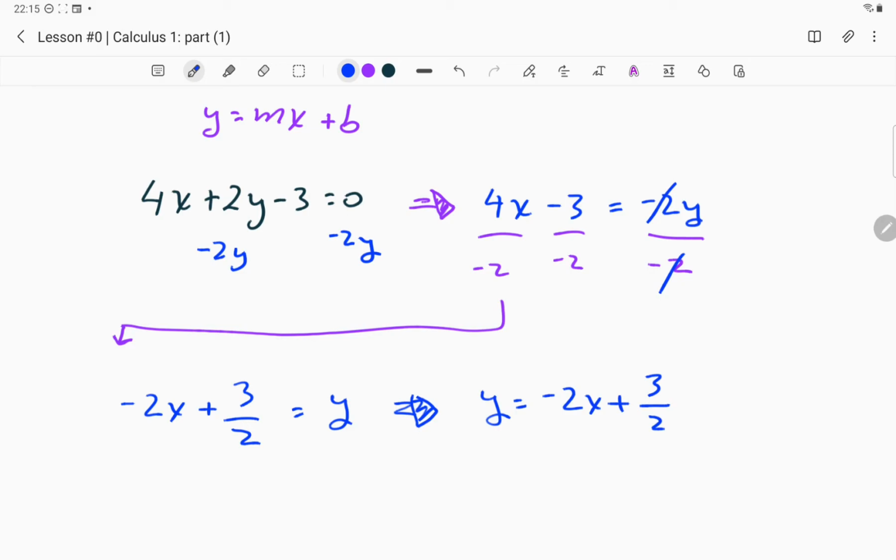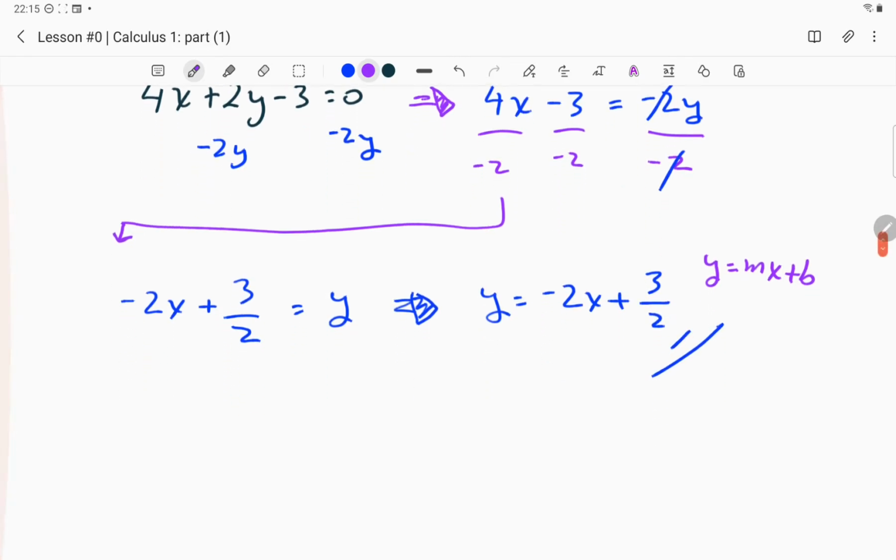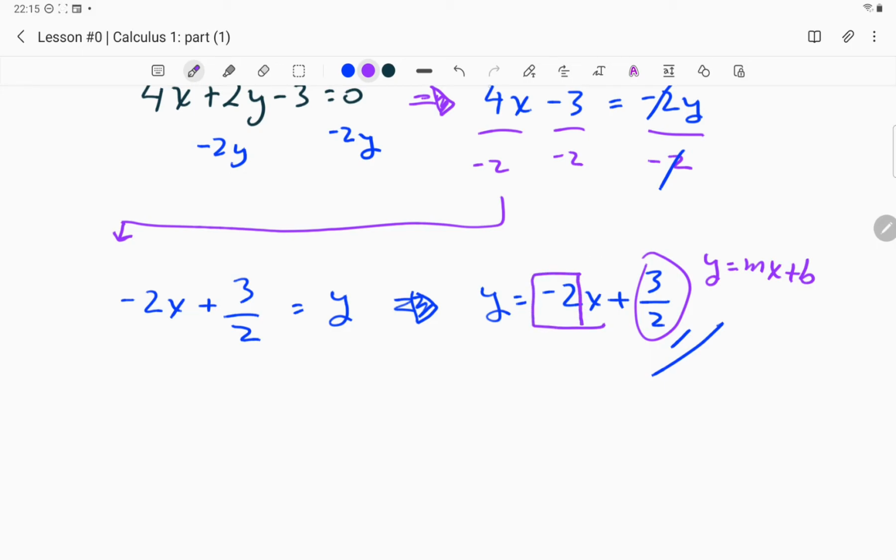Now this right here, what does it resemble? It resembles y equals mx plus b. It exactly resembles it, in which this is the y-intercept and this is the slope, or this part at least. The -2 is the slope. Now that's it for solving for the slope intercept.